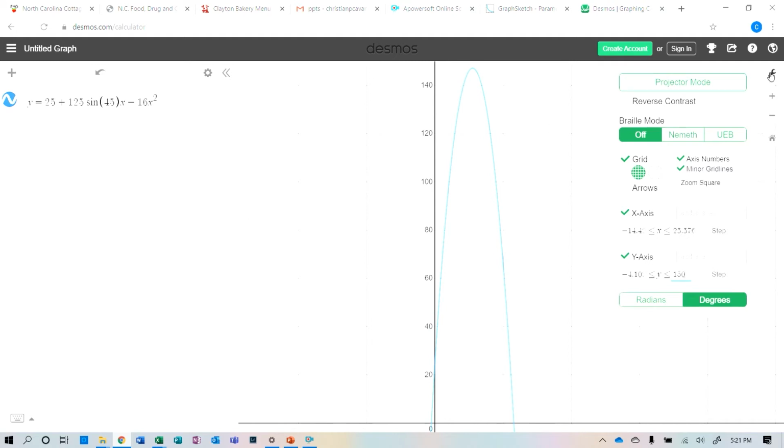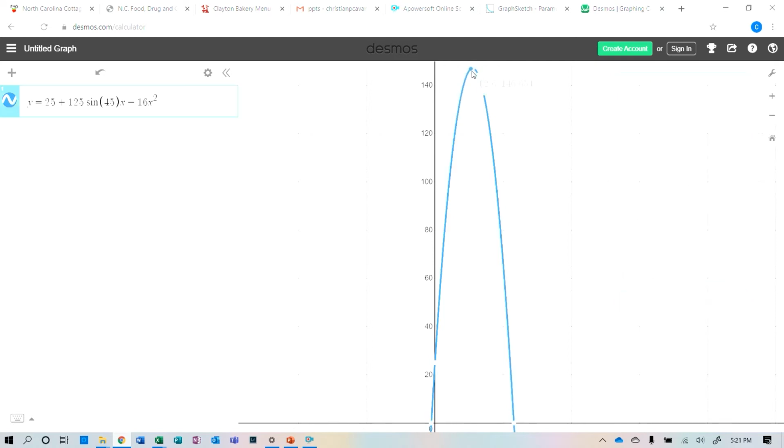So then I came over here to settings in Desmos, and I made sure that I put it in degree mode, because for the sine of 45, that's the sine of 45 degrees. And then I noticed that I couldn't see the top of the parabola, so I just changed the y-axis so that the maximum was a lot higher. I set it at 150, and then whenever I come back over here, the actual maximum height the pumpkin reached was 147. I think it's super cool in Desmos that I can just click that.